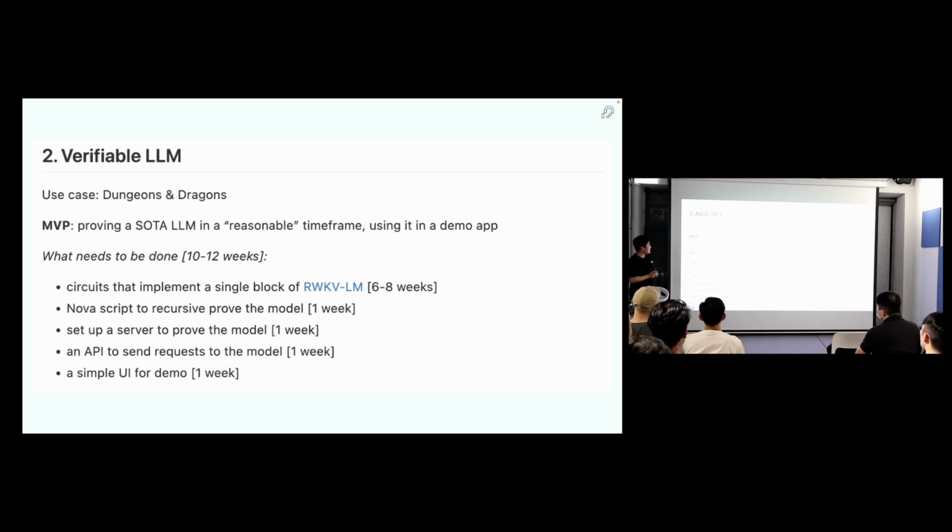The second one is I'm actually looking for someone to do it with me. That would mean someone who is fluent in circuit writing. We haven't picked a language yet, but most likely Circom, because we're using a folding scheme and Nova in this case. So pretty much our MVP is trying to prove a "state-of-the-art" LLM in a reasonable time frame.